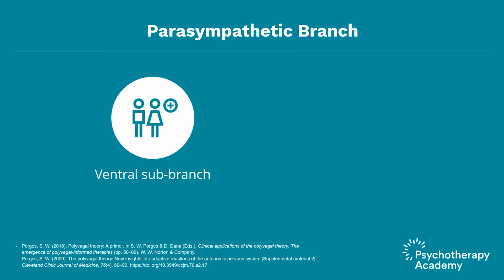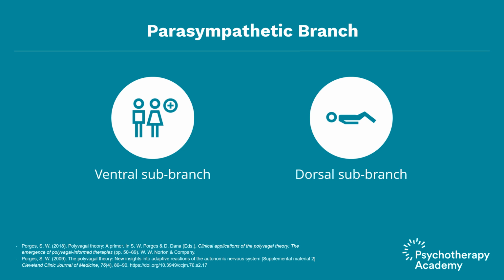But then there's the dorsal sub-branch. This is responsible for what we call rest and digest functions. This is the part of the nervous system that helps us relax. In the case of extreme danger or crisis, this is the part of the nervous system that causes freeze. So the freeze response is when the organism either mentally dissociates or just physically faints.